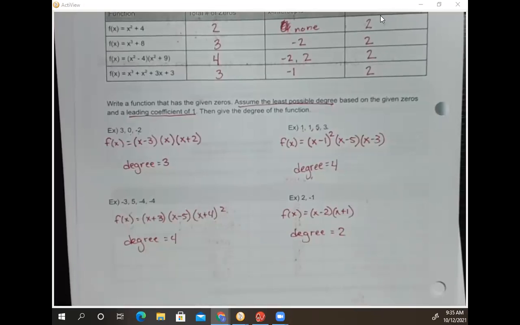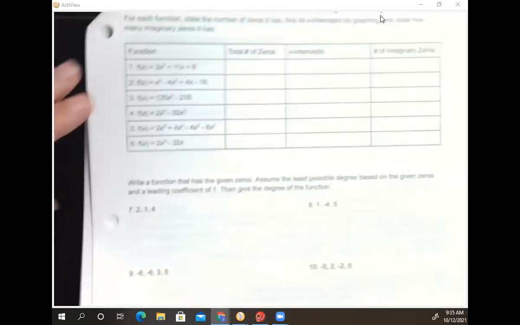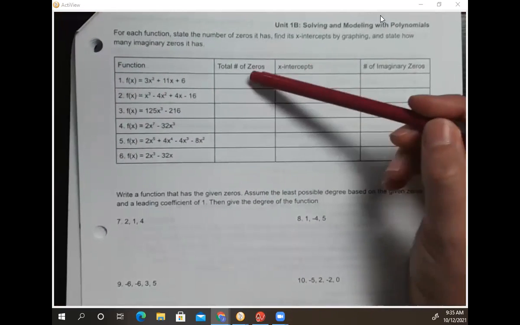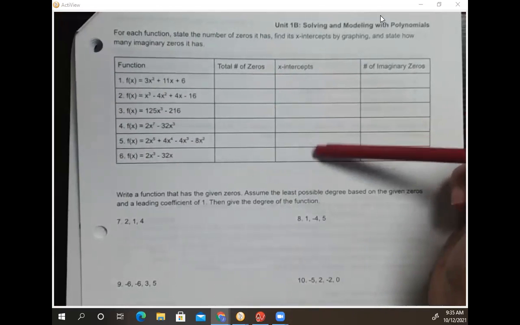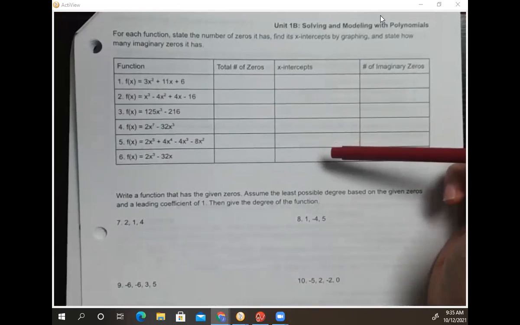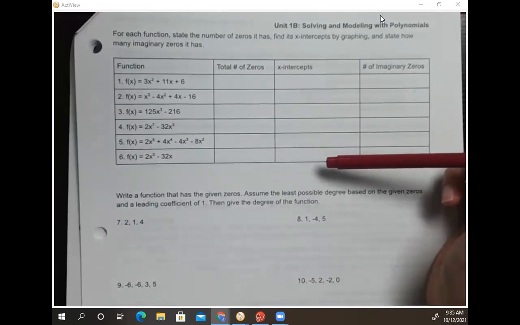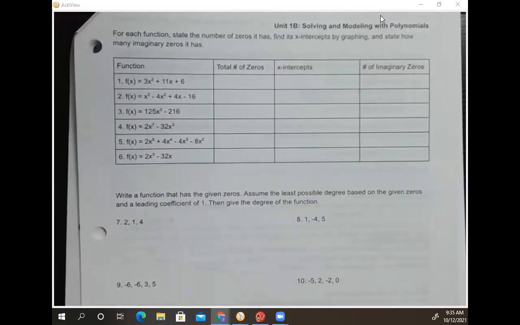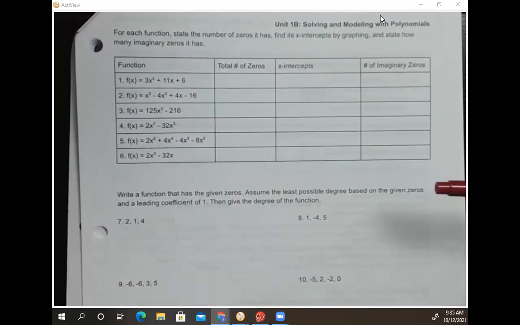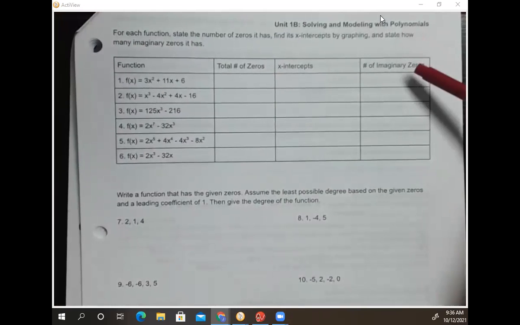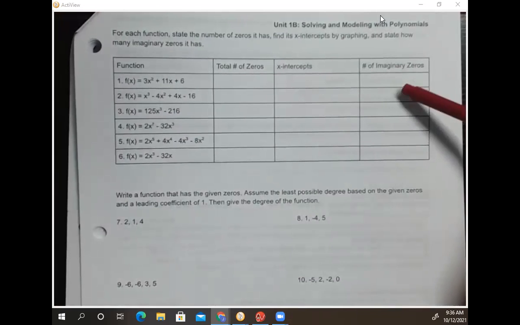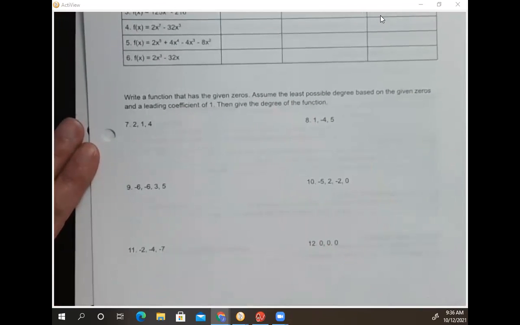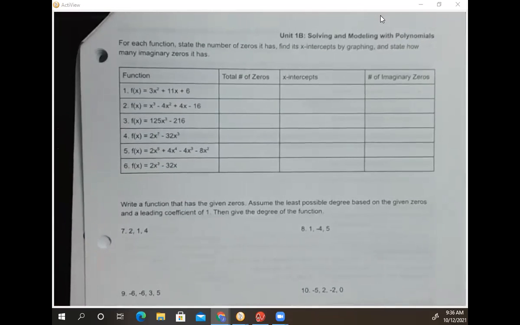Okay. Your homework for tonight is page 3. Looks really similar to what we just did. So you have some functions. I want you to tell me how many total zeros you expect. Find any x-intercepts for the graph. I will tell you for a couple of these functions, you'll have x-intercepts that are not nice numbers. You're going to get some decimals for a few of these problems. So you will need to use the zero finder feature on your calculator. And then tell me, based on these two numbers, how many imaginary zeros you expect. And then write me some functions based on the zeros that you've got. Okay, so page 3 is your homework for tonight.